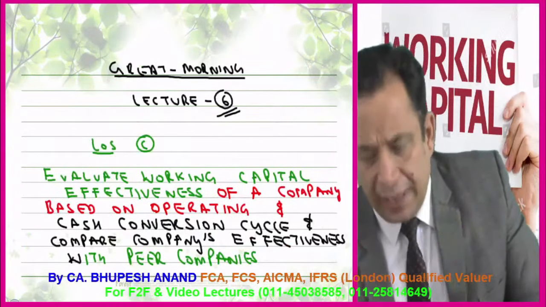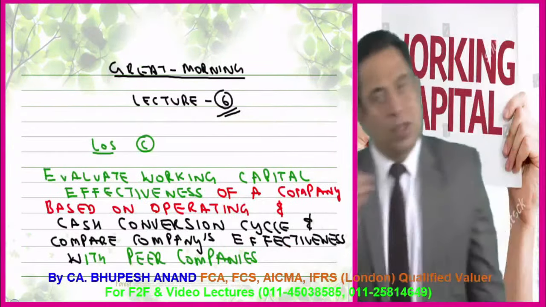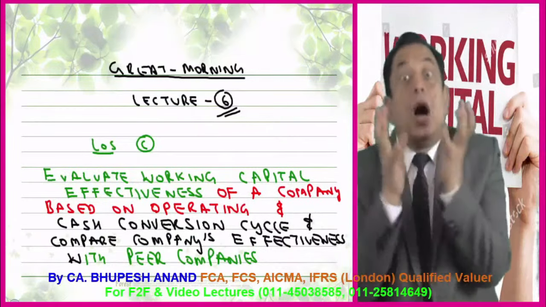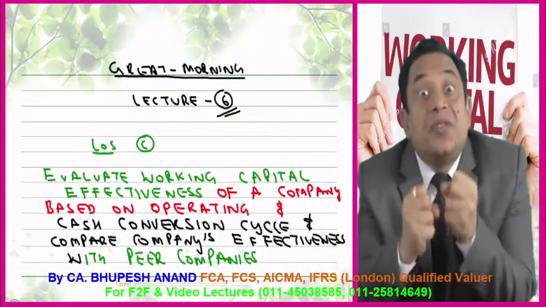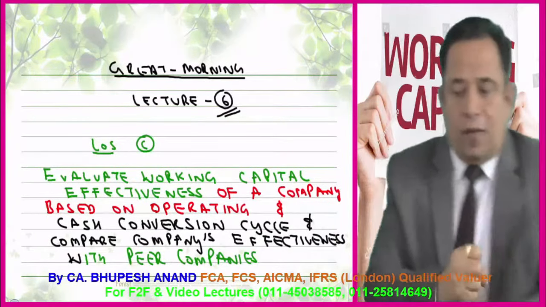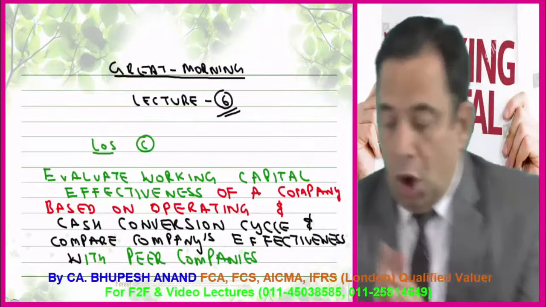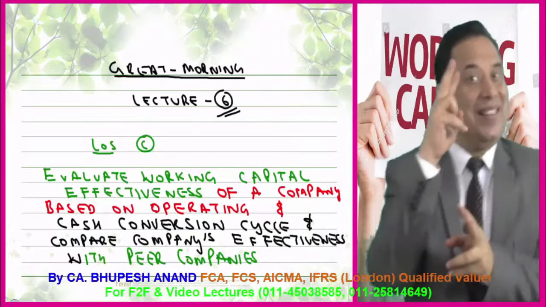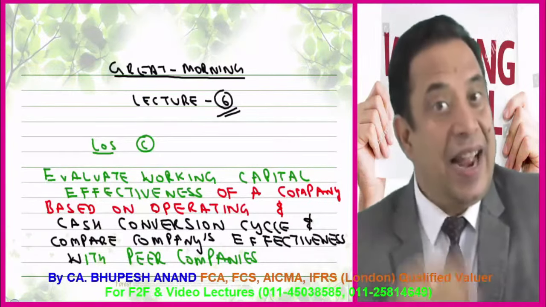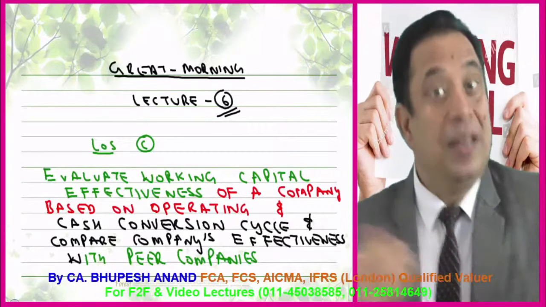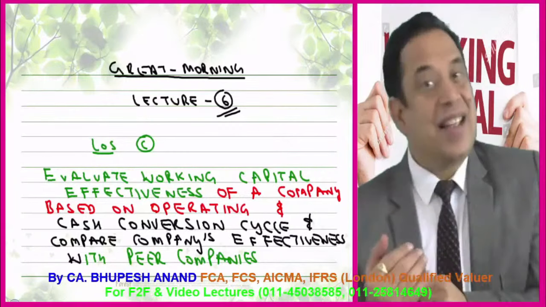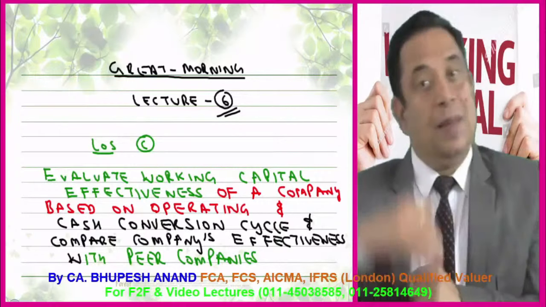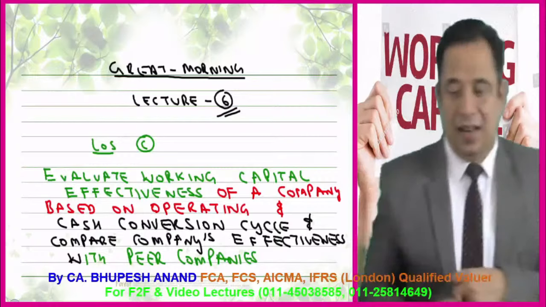So I am writing down the learning outcome. I have written learning outcome C: Evaluate working capital effectiveness, that is, how effectively working capital is being utilized in a company, based on the operating and cash conversion cycle. So there are 2 cycles. One is the operating cycle, when I add inventory cycle plus average accounts receivable cycle. The other is the cash conversion cycle, that is inventory cycle plus accounts receivable cycle minus average payable cycle. So let's start with the journey.